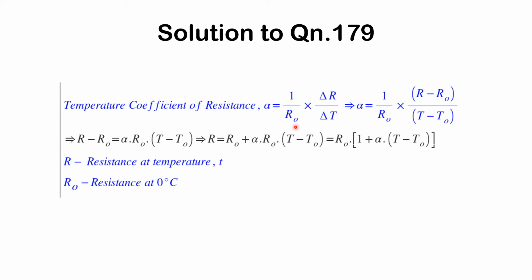R naught தான் resistance of the material at 0 degrees Celsius. Delta R தான் change in resistance. It's equal to resistance at T degrees Celsius minus resistance at 0 degrees Celsius divided by change in temperature. So it's T minus T naught. For metals, என்ன ஆகும்னா delta R change in resistance positive இருக்கும். So temperature coefficient of resistance alpha positive இருக்கும்.